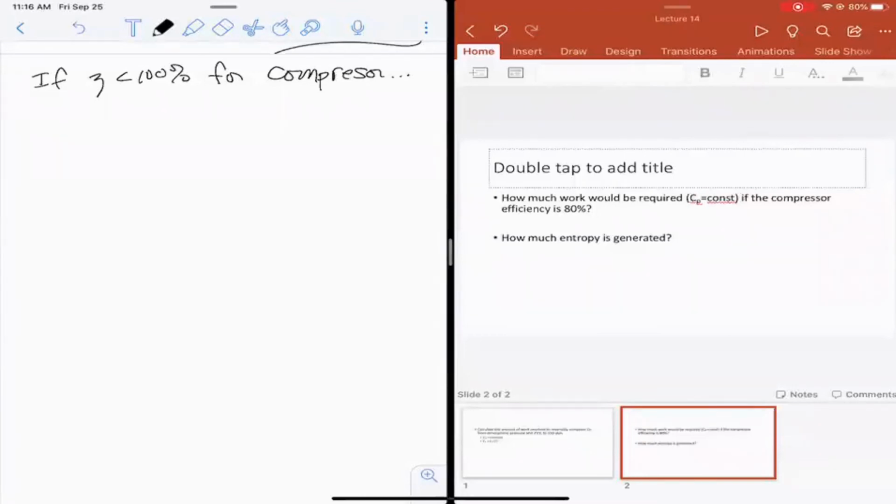So now if we start to reduce the efficiency below 100%, just like you guys just said, now some of the energy that you put into it has to go towards the work, right? You're still doing the compression.